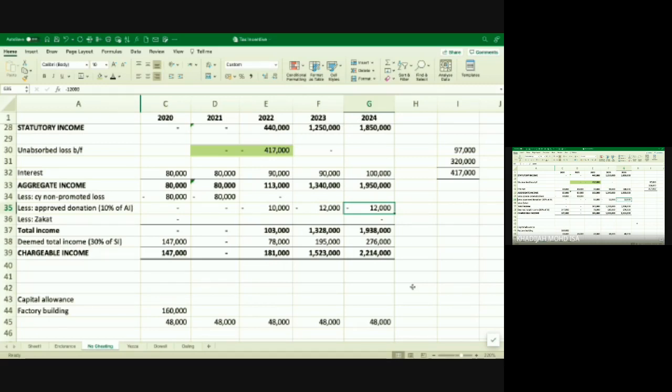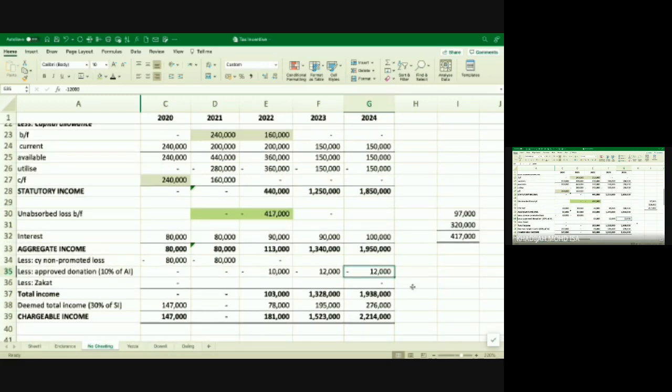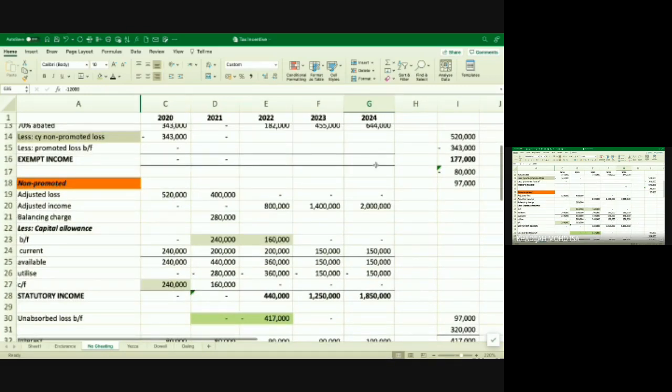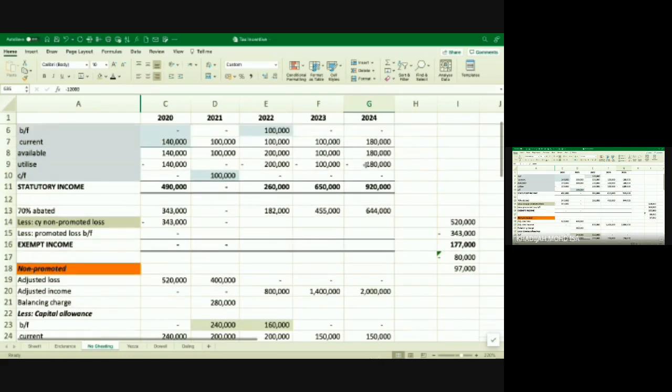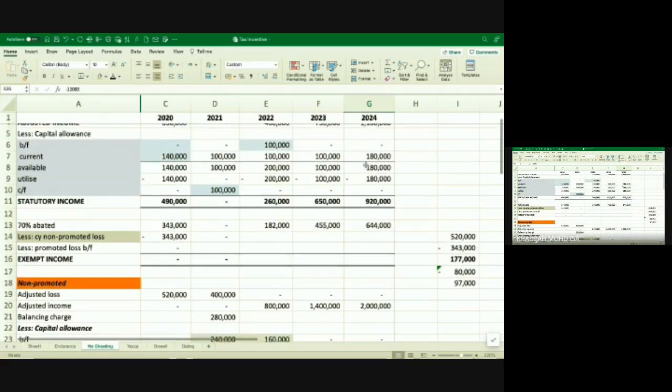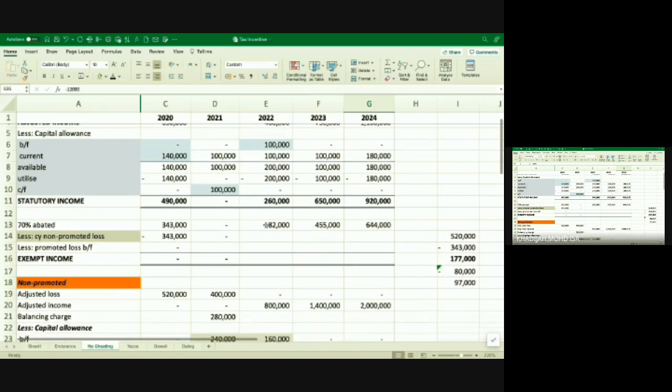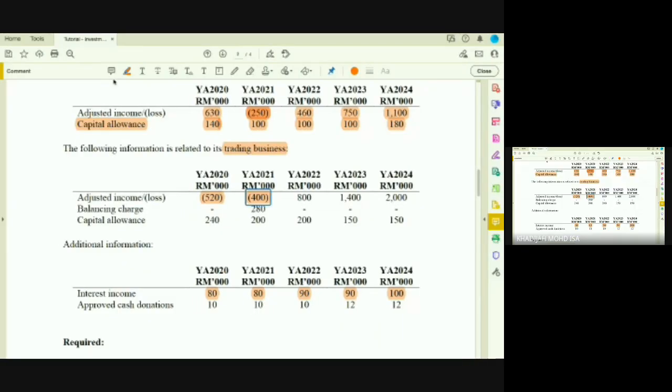Okay, all right. Question for no cheating, Cindy Abraham. In this case, how much is the total exempt income? You want to see this total exempt income, which we did not do above. Okay, let's see. 2022, 260 is 70%, 182. Do you have any current year non-promoted? I don't think so. Right? There is a loss of 250 for those guys.